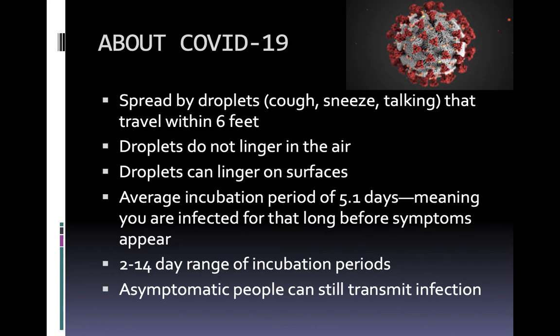The average incubation period is 5.1 days, meaning that most people are infected for about 5 days before they show any symptoms, with the first symptom, for most people, being a fever. But there's a big range. Anywhere from 2 to 14 days could be the time where you first experience any type of symptoms. And we know that there are some people out there that never get any symptoms, asymptomatic people, and they can still transmit the infection to others. And we're pretty sure that children are the age group most likely to be asymptomatic.